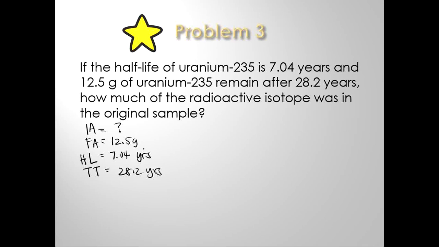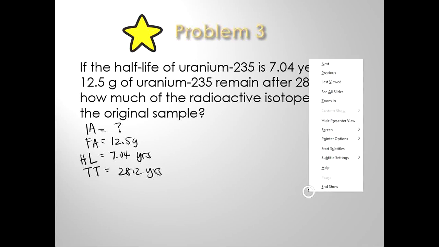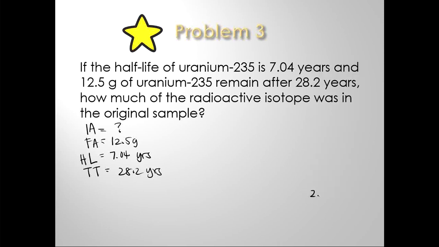So this time, because they give us the final amount, we're actually going to start at the very end. 12.5 grams. And we are basically going to work backwards. But to help us out a little bit, let's do a little bit of math and figure out how many times it will go through the half-life. Well, how are we going to figure that out? If you said total time over the half-life, you are correct. This gives us 4 half-lives.